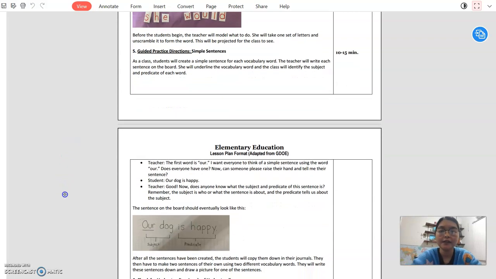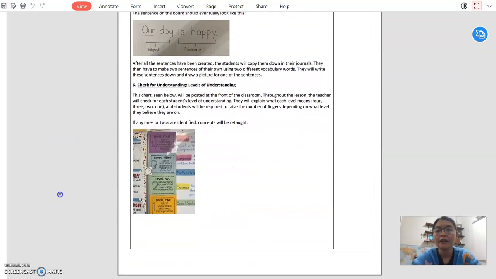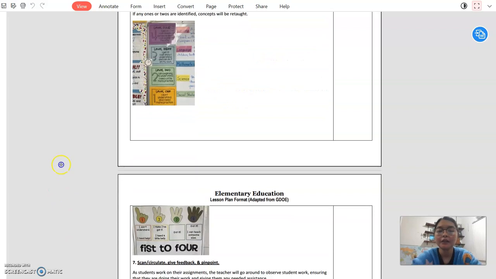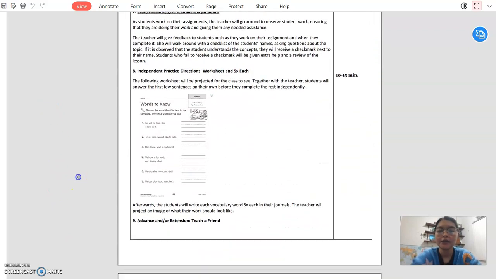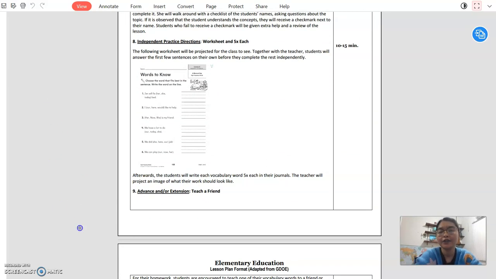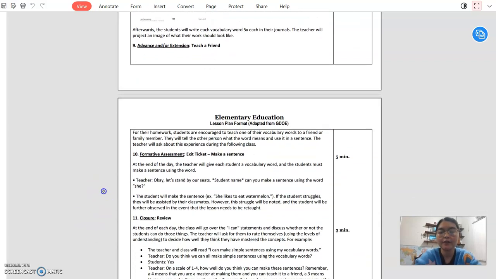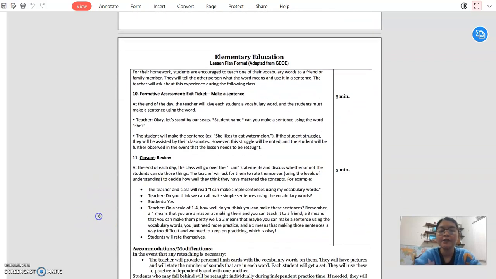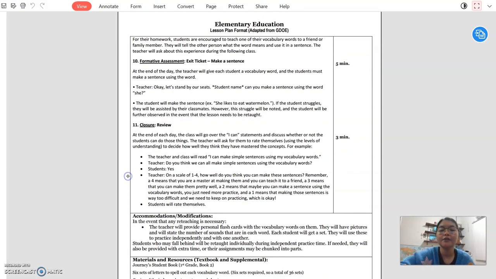For the guided practice, they make simple sentences. Again, levels of understanding, the scanning, circulating, the worksheet, or I have worksheets here, and then a 5 times each for each vocabulary word. Their formative assessment is making a sentence. So again, of course, that goes back to the grammar lesson plan. So that grammar lesson plan kind of sets a foundation for the following lesson plans. For their closure, again, is a review of their I can statements.